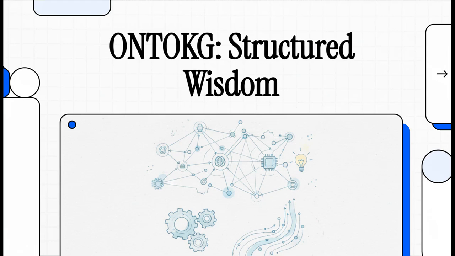Today, we are going to talk about a really clever paper called OntoKG. It tackles a massive problem. How do we get AI to actually understand our world when all of our digital knowledge is, well, a complete and total mess? Let's dive in.